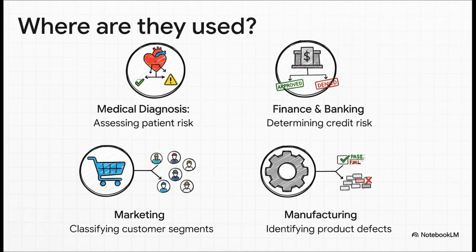Oh man, they are absolutely everywhere once you start looking. In medicine, a tree can help a doctor assess a patient's risk by asking a series of questions about symptoms and tests. In banking, they're the workhorse for deciding on loan applications. Marketers use them all the time to classify customers into different groups for ad campaigns. You see them in manufacturing, in almost any industry you can think of.